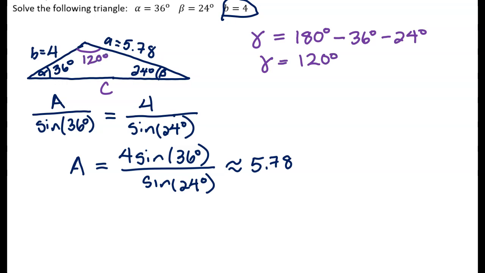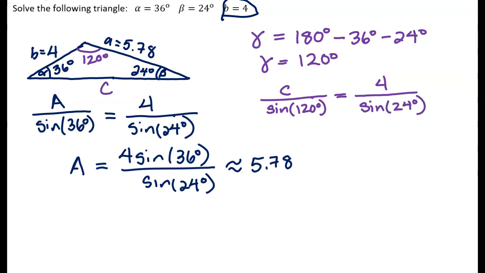All right, and now if we want to go for side length C, we can set up another law of sines. I can say C over sine of 120 degrees is equal to, and we could use either A over alpha or B over beta. I'm going to stick with the B over beta because I did round a little when I calculated A, so I'd be carrying a little bit of extra rounding over here. It's probably nothing huge, but when you can avoid using that rounded number, I think it's smart to do so. Okay, so we just need to multiply both sides by sine of 120 degrees.